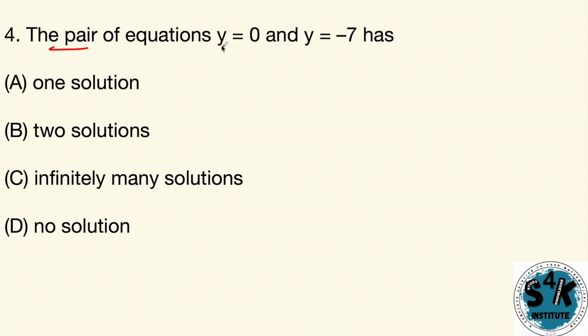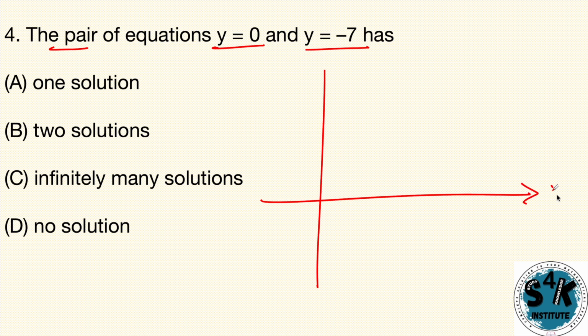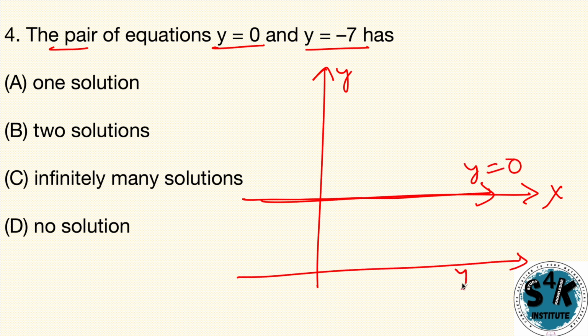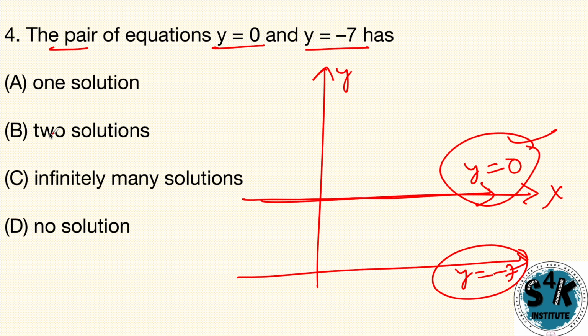Now the pair of equations y is equal to 0 and y is equal to minus 7. So let's draw these lines. This is x and this is y. The x-axis is y is equal to 0, and y is equal to minus 7 is down there somewhere. So they are parallel lines, so they are never going to intersect. So no solution in this case.